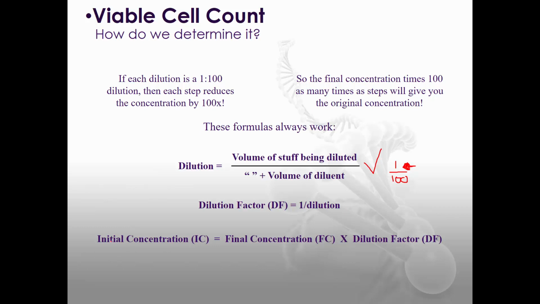And then this. Start every problem that you have with writing out IC equals FC times DF. Initial concentration equals final concentration times dilution factor. In any dilution problem, you're going to know 2 of these and have to figure out the third. You can't do it if you don't know 2 of these. So you're always given 2 of these. Okay?